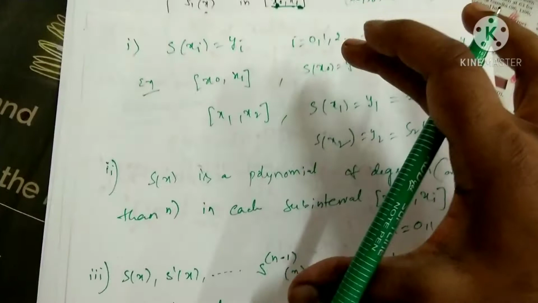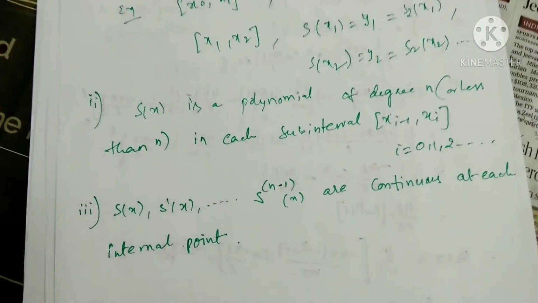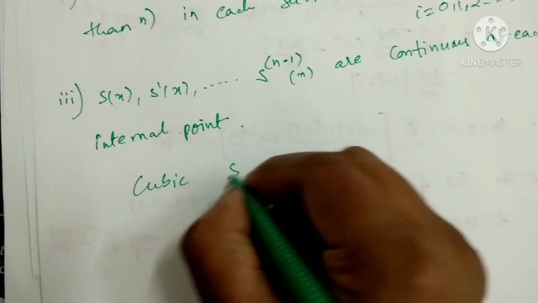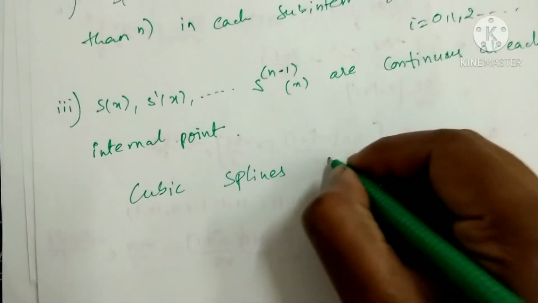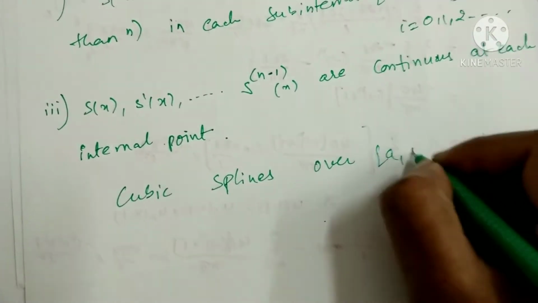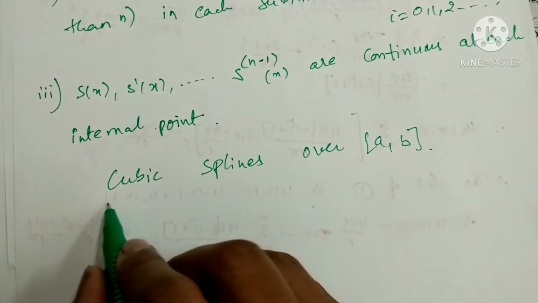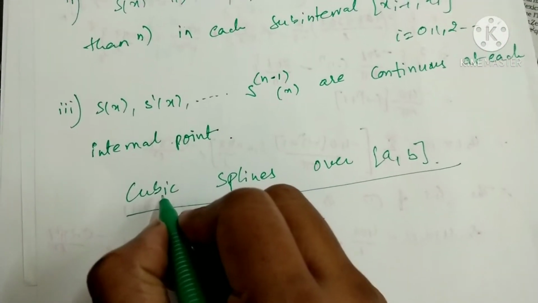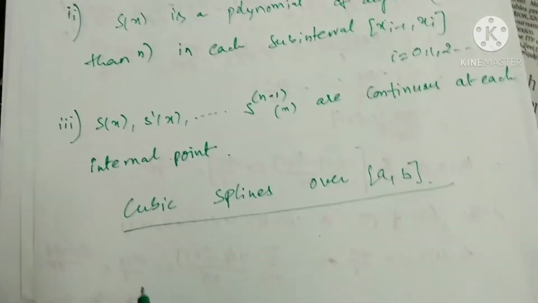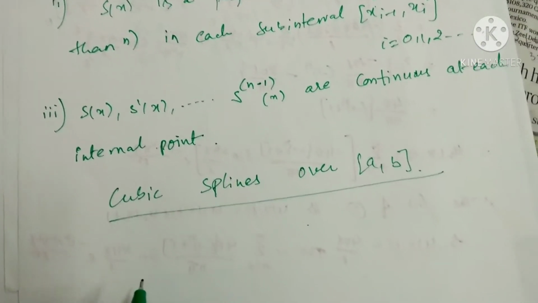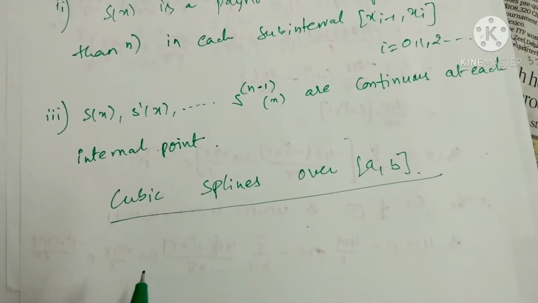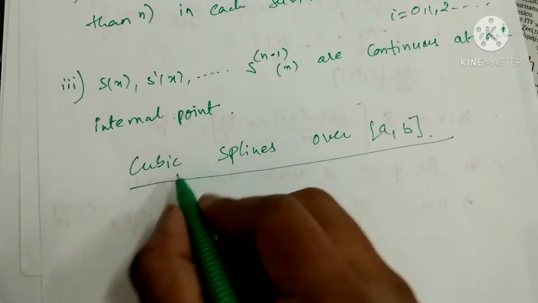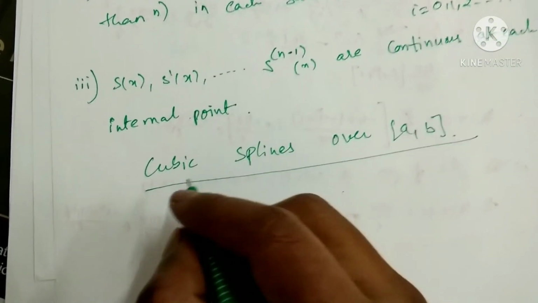So this is the actual definition of spline interpolation. But here we want to fit cubic splines over the given closed interval [a, b]. Then how to define it? Cubic in the sense it is a degree 3 polynomial. So in each and every subinterval we are going to get a polynomial of degree 3. Hence the spline interpolation is said to be cubic spline interpolation.